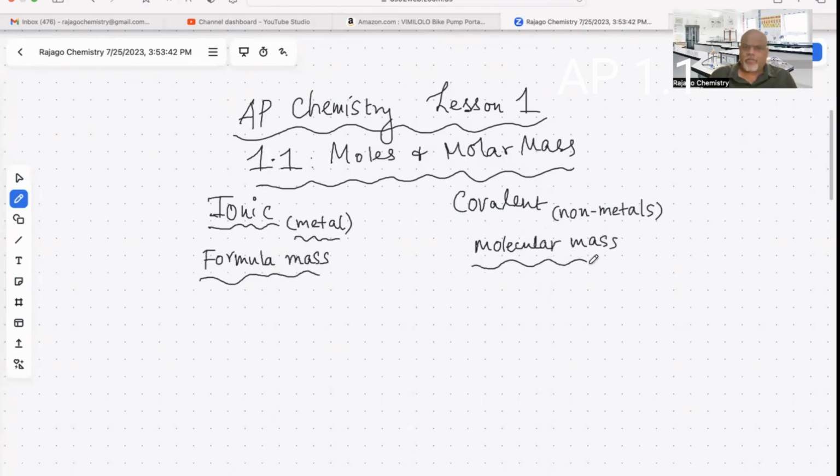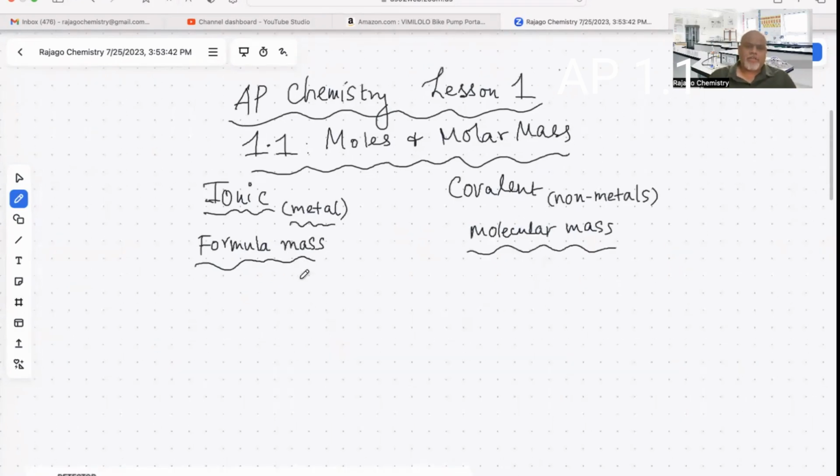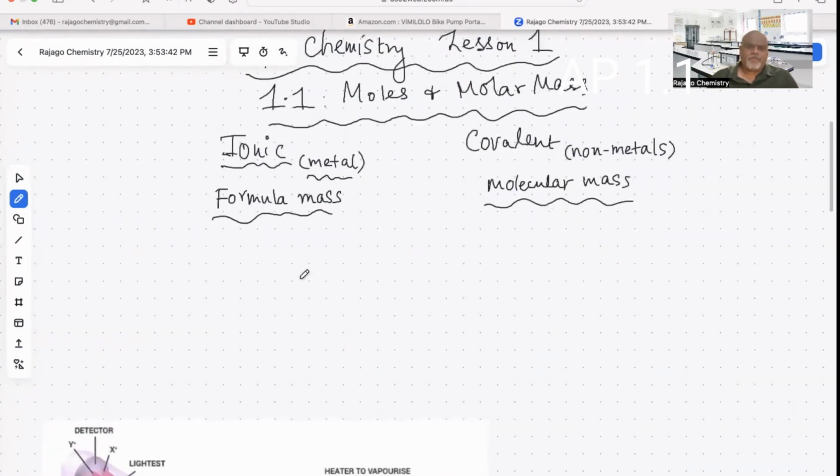But just to distinguish, ionic compounds usually exist as several units, and covalent molecules usually exist as independent molecules. So that is the difference. But let's look at how to calculate them. Before we understand this, we have to understand a very important thing, what is called an Avogadro number.